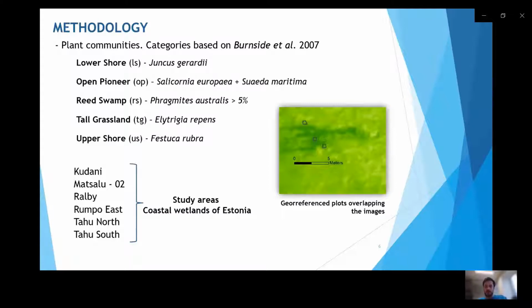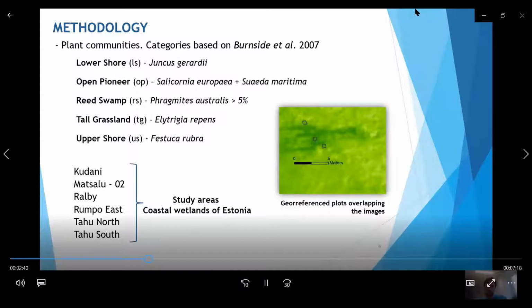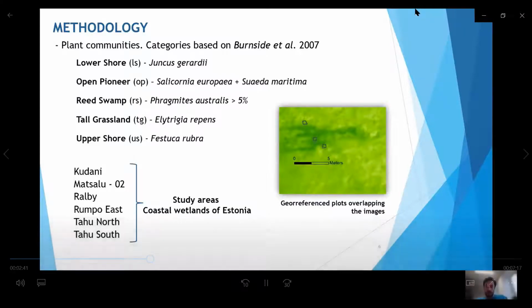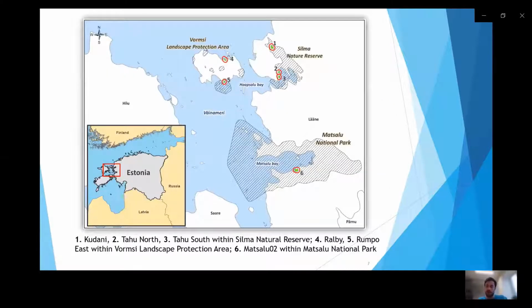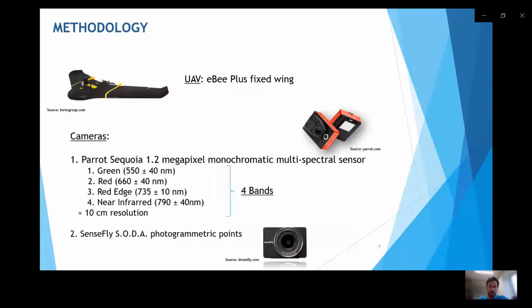We labeled our plots following the categories proposed by Burnside et al., according to dominant species in them. We georeferenced the plots on the images so they contain the purest pixels of plant communities. We replicated this method in 6 study areas, as seen in this map. The study areas are located on the west coast of Estonia within 3 different protected areas.